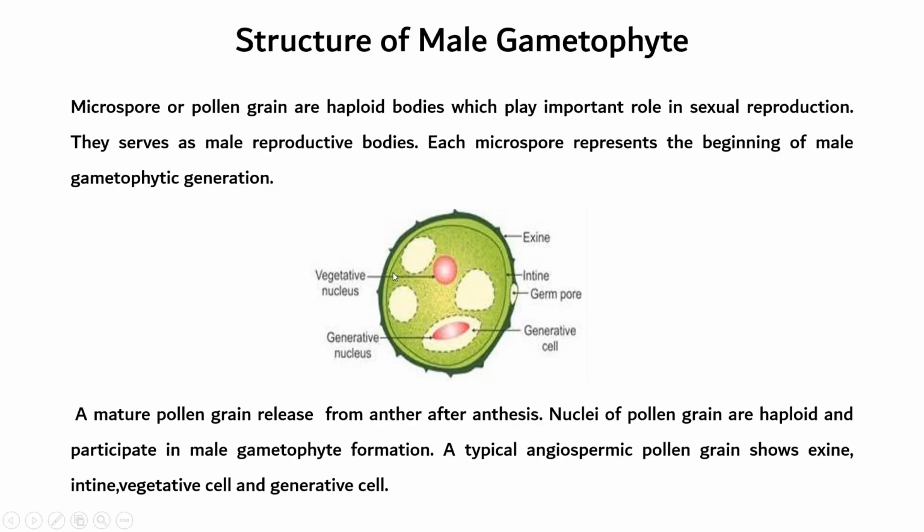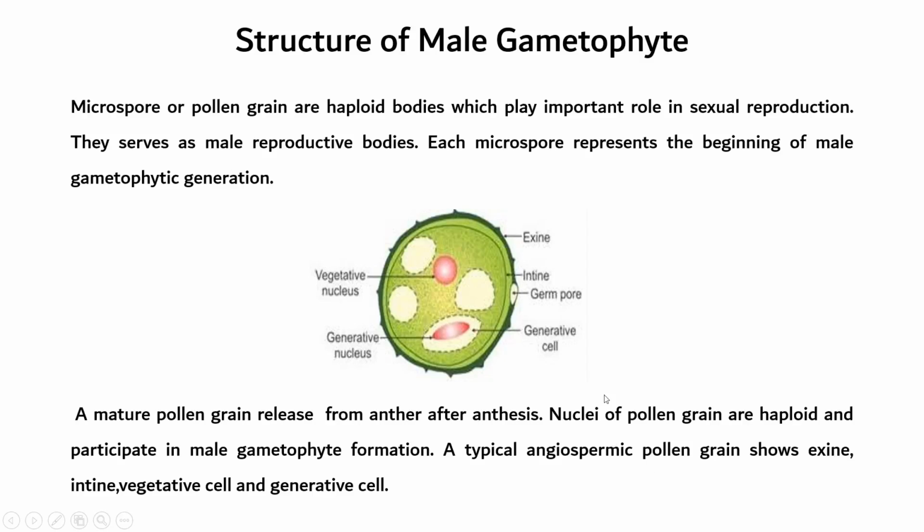Now the third part of the typical pollen grain is the vegetative cell. It is the larger cell of the pollen grain with dense cytoplasm and few vacuoles. The cytoplasm contains reserve food material, cell organelles and RNA, ribonucleic acid. The protein content of the cell is high. It possesses a single haploid nucleus. During germination of the pollen grain, the vegetative cell forms the pollen tube.